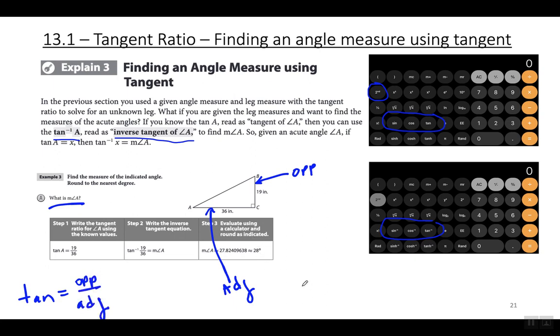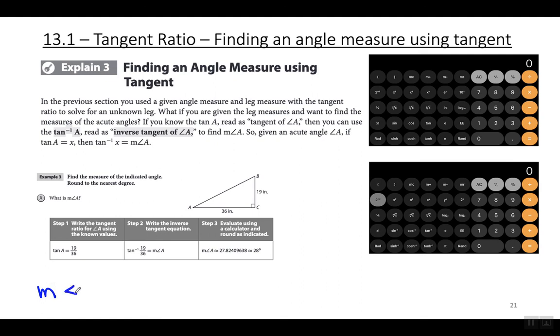Okay, so to find the measure, let me erase all this real quick. To find the measure of angle A, you're going to do 19 divided by 36 equals, and then hit this button. I'll say it again. In your calculator, you're going to do 19 divided by 36. Make sure to hit the equal button so that you get the result of 19 divided by 36. And then once you hit that equal button, you would hit this button right here. And whatever it gives you, that's going to be the measure of angle A.